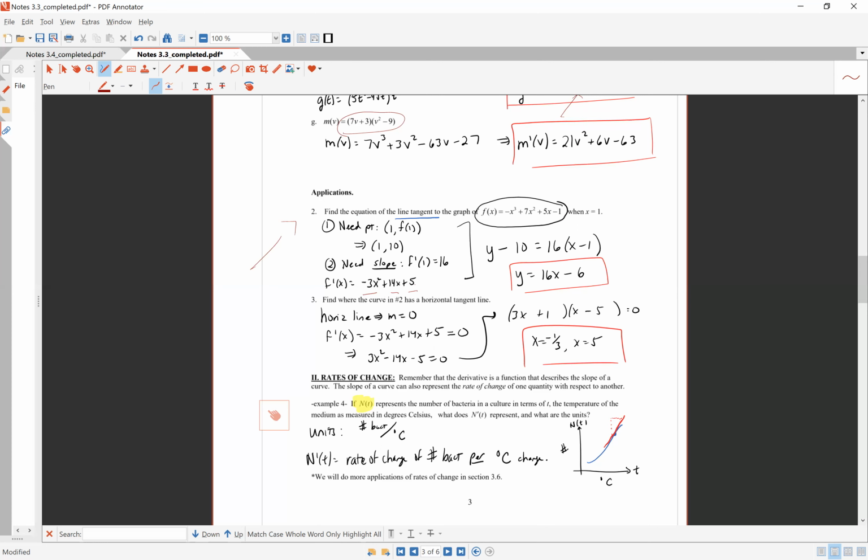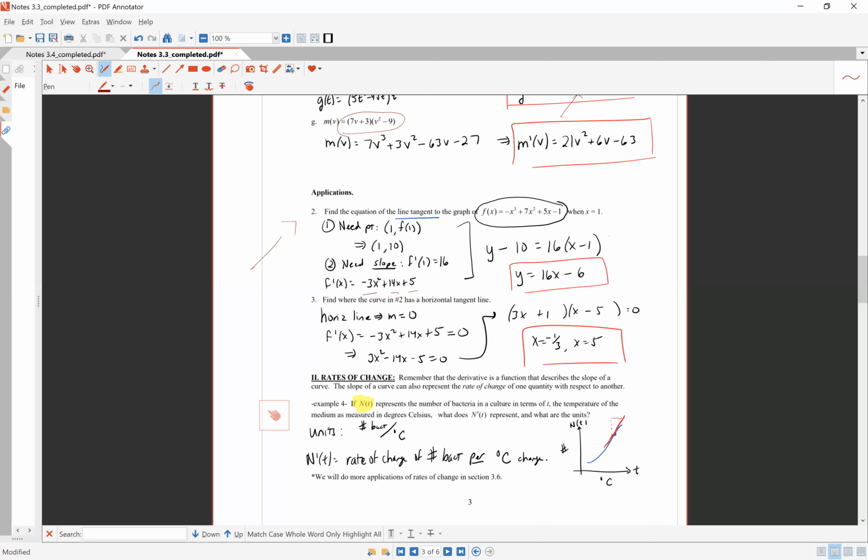And now just substitute 1, f prime of 1 is minus 3 plus 14 plus 5, which is 16. So the slope is 16. And so we want to find the tangent line of this function, minus x cubed plus 7x squared plus 5x minus 1, at x equal to 1. We know it goes through (1, 10). And we just calculate the derivative, and then we find f prime of 1. We find out that that's 16.